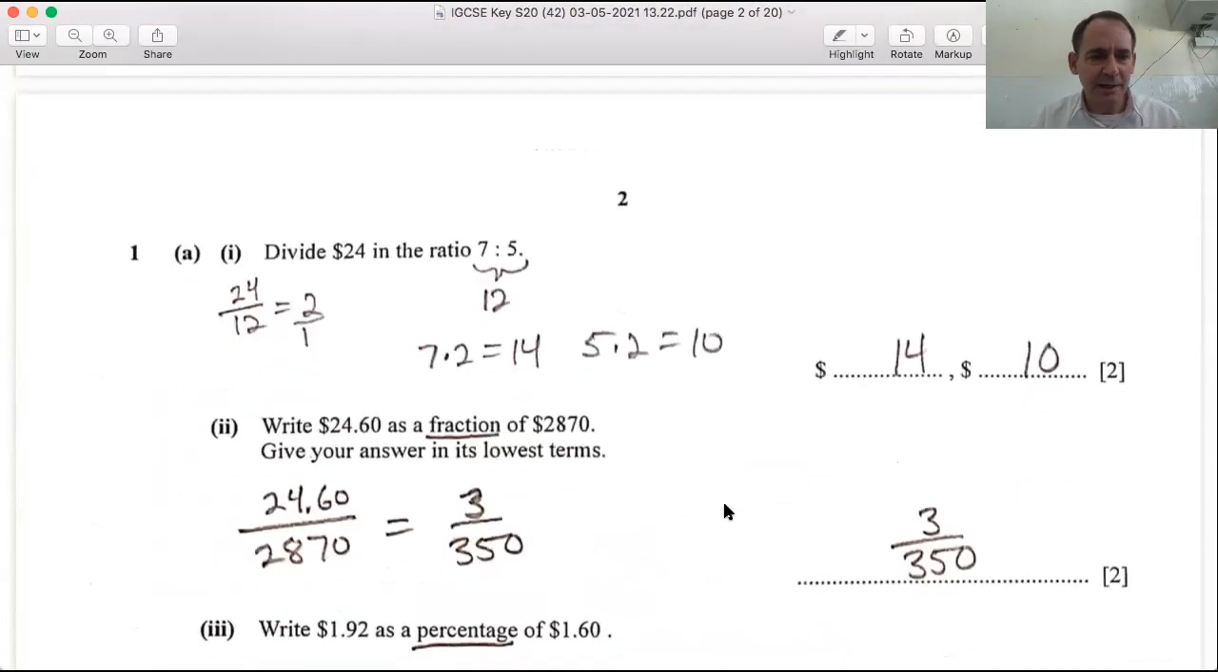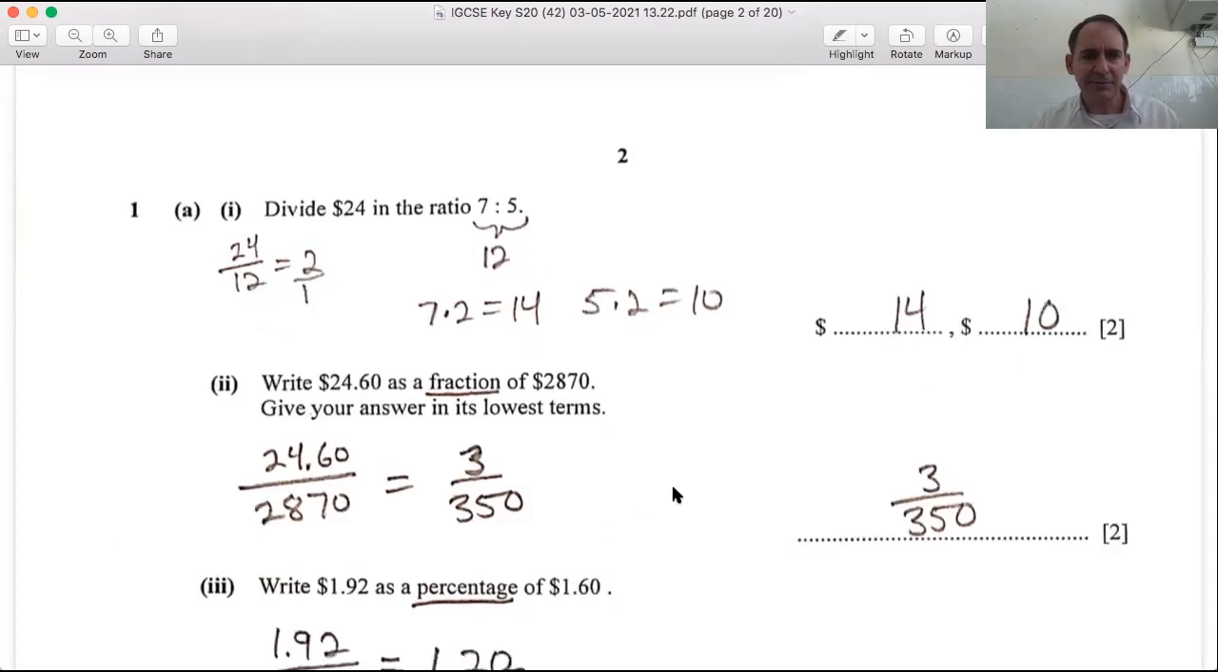So here, number 1A, part I says divide $24 into a ratio of 7:5. Whenever I'm working with ratios, I like to put a total underneath, whether I use the number or not. And so there's 12 total parts. So we're going to divide the 24 into those 12 parts, which means each part gets 2. So 7 times 2 is 14 and 5 times 2 is 10. So the ratio is $14 to $10.